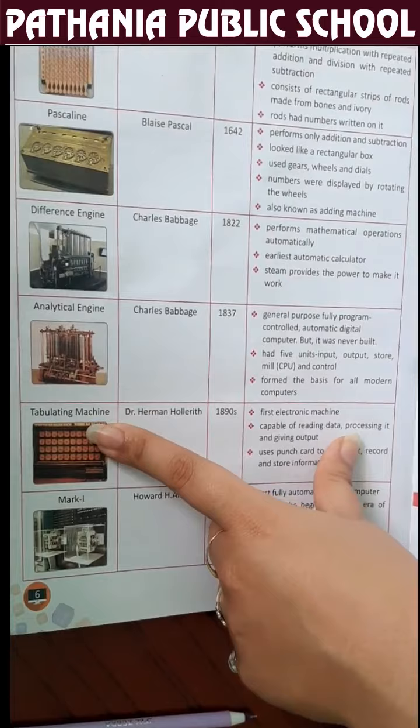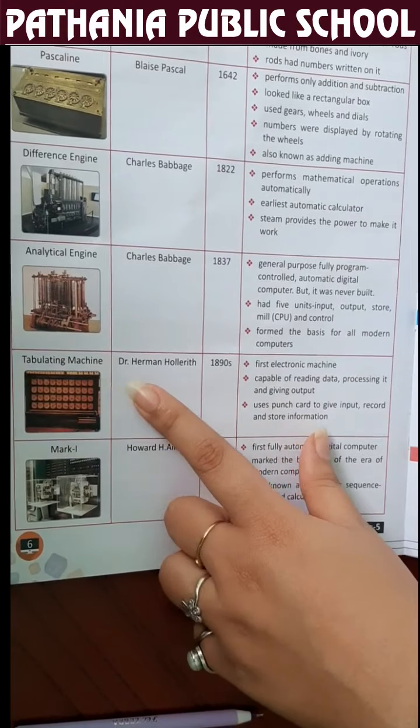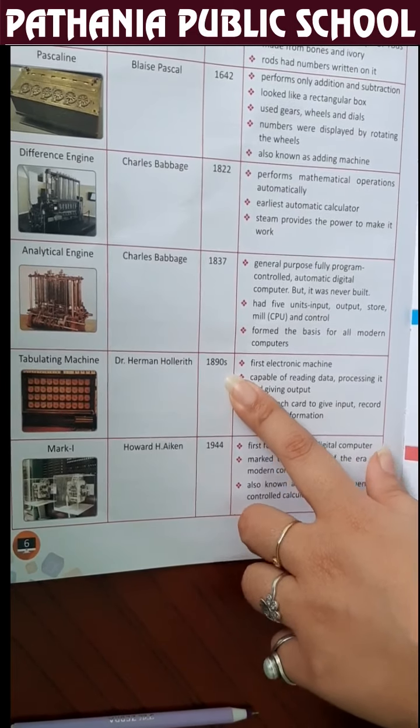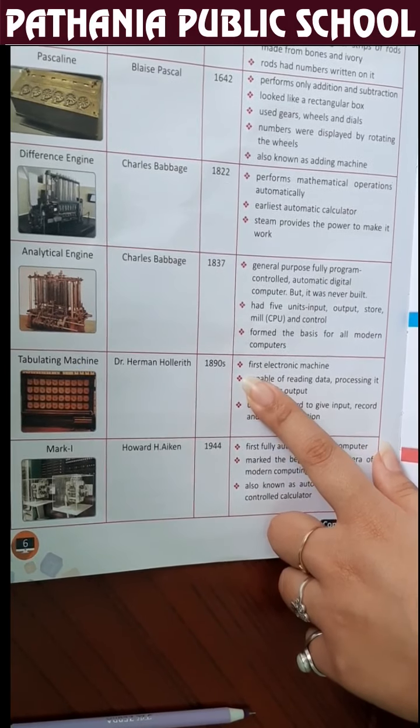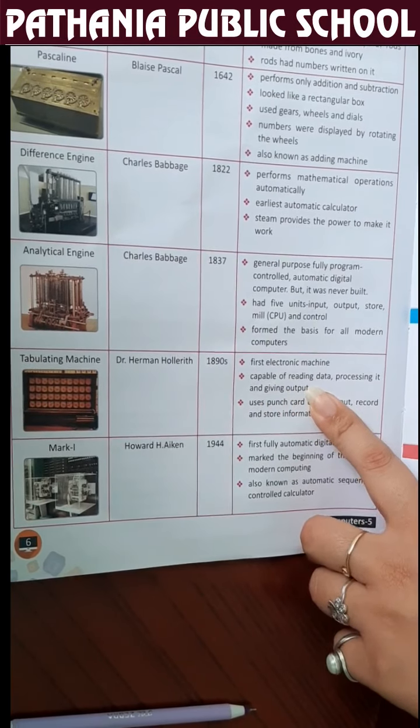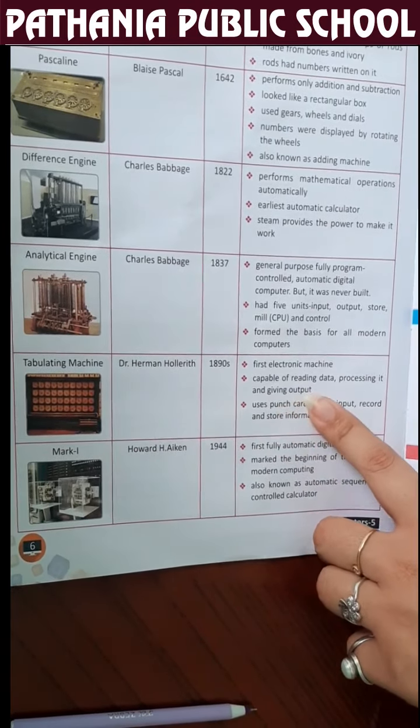The other one is the Tabulating Machine, which was developed by Dr. Herman Hollerith in the 1890s, and it also has some features. This is the first electronic machine which is capable of reading data and processing it and giving the output.